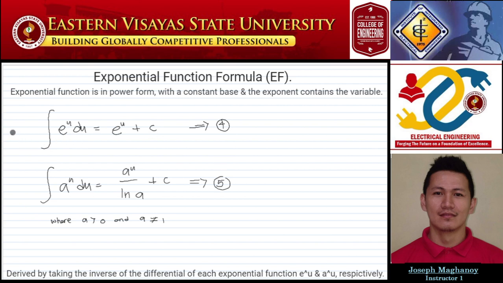So these two formulas are derived by taking the inverse of the differential of each exponential function, e^u and a constant raised to u respectively. So we already have, I think, 5 formulas. 2 forms of our exponential formula. Okay, let's proceed to the next slide.